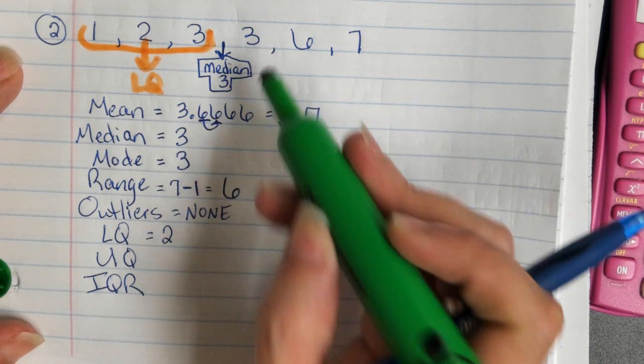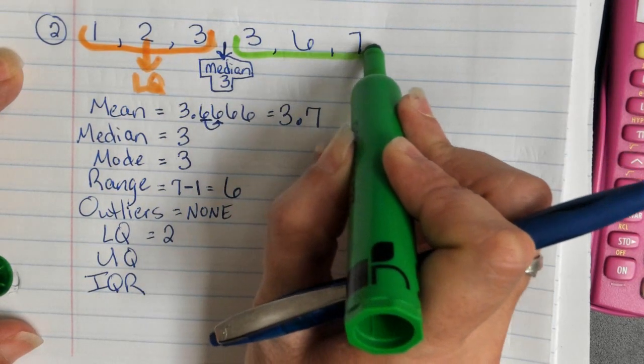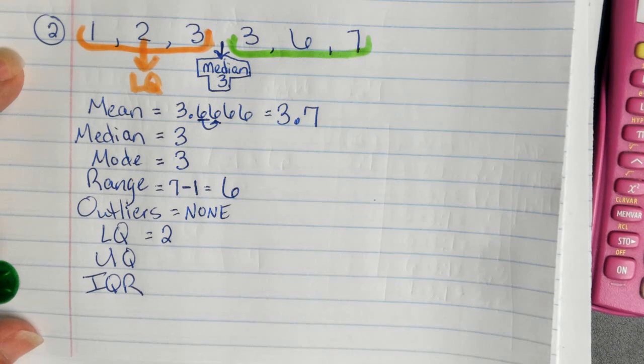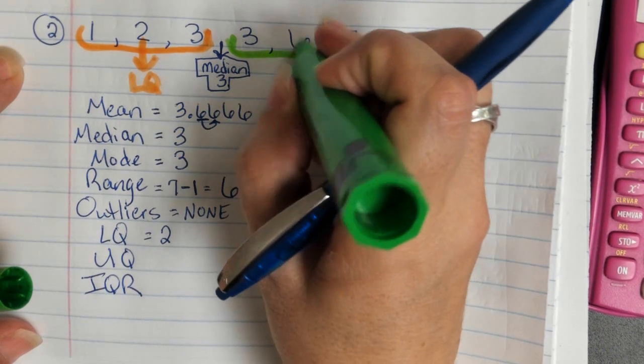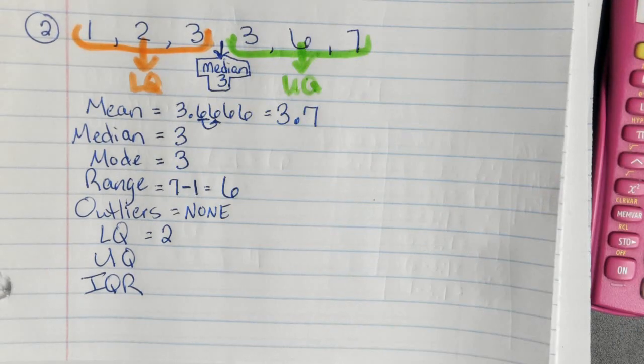From here down makes the UQ. So starting here using these numbers makes the UQ. Okay, if I go into that middle number, it is the 6. The 6 is the UQ.